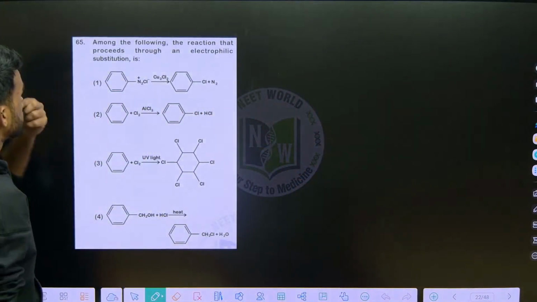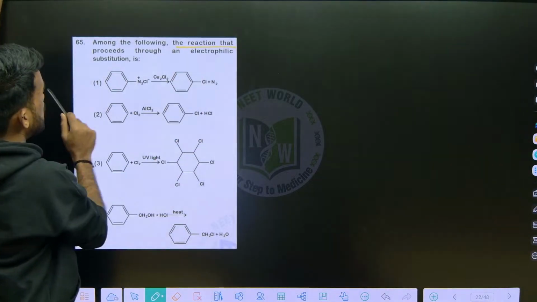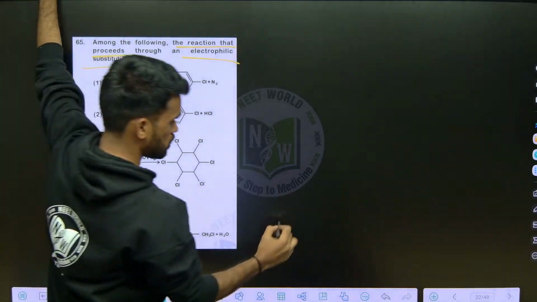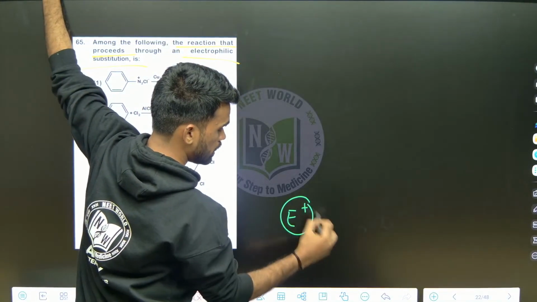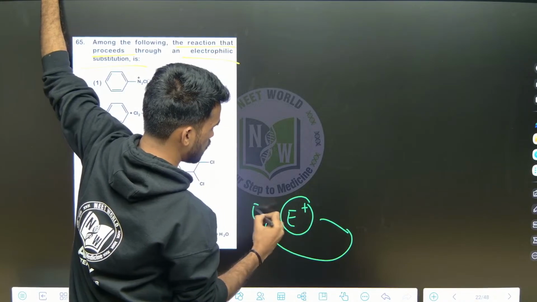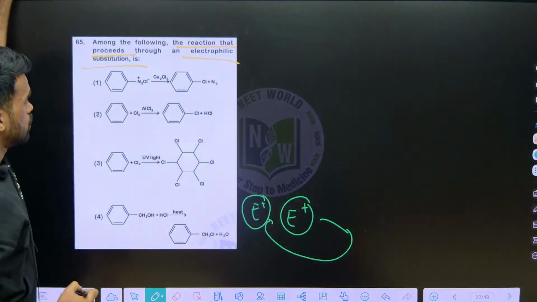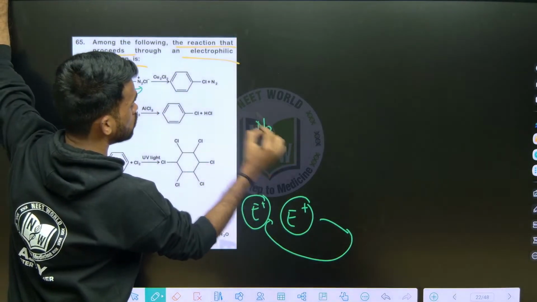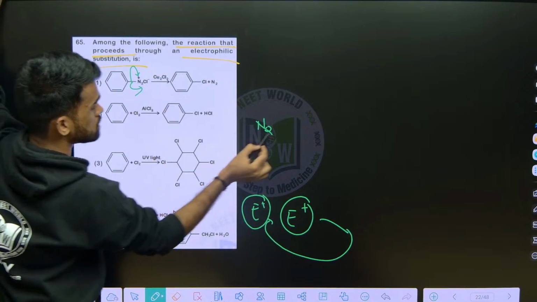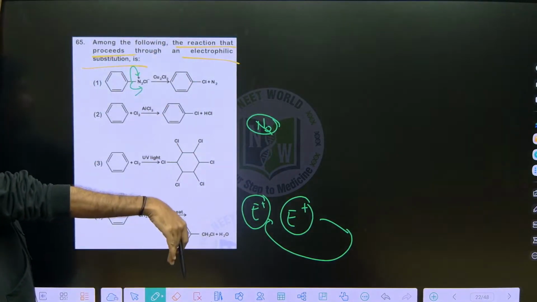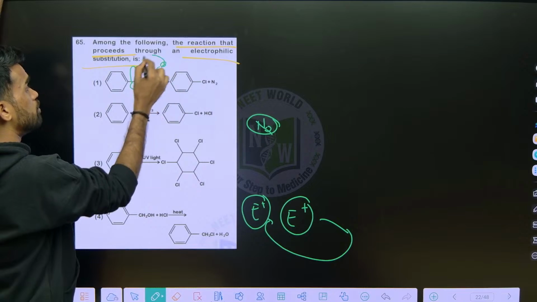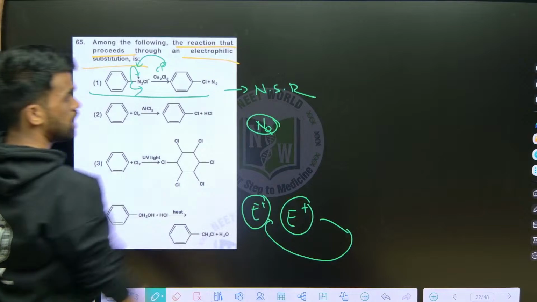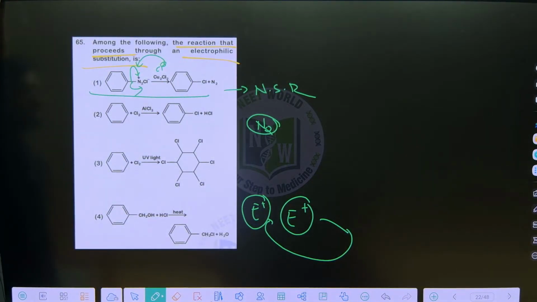Next. Among the following, the reaction that proceeds through electrophilic substitution. Electrophilic substitution means one electrophile is replaced by another electrophile, right? Look here: N2 is going out, but it is taking these electrons, which means it is removed as a nucleophile. Therefore, Cl minus is incoming. So I can say this first reaction is a nucleophilic substitution reaction. Aromatic nucleophilic substitution mechanism is followed here.